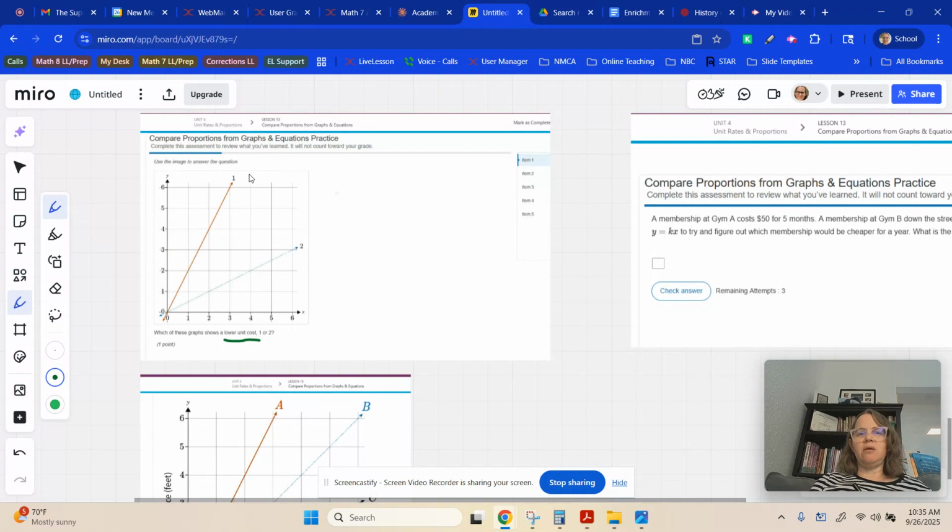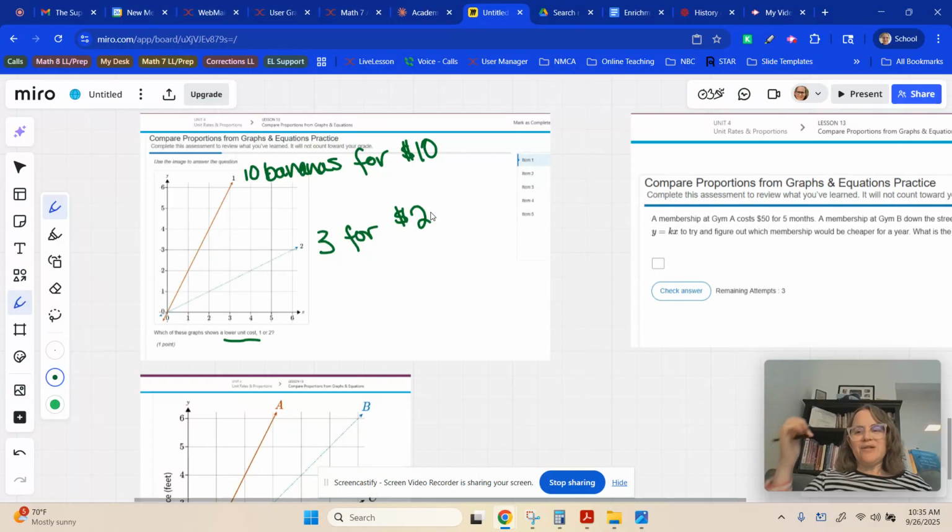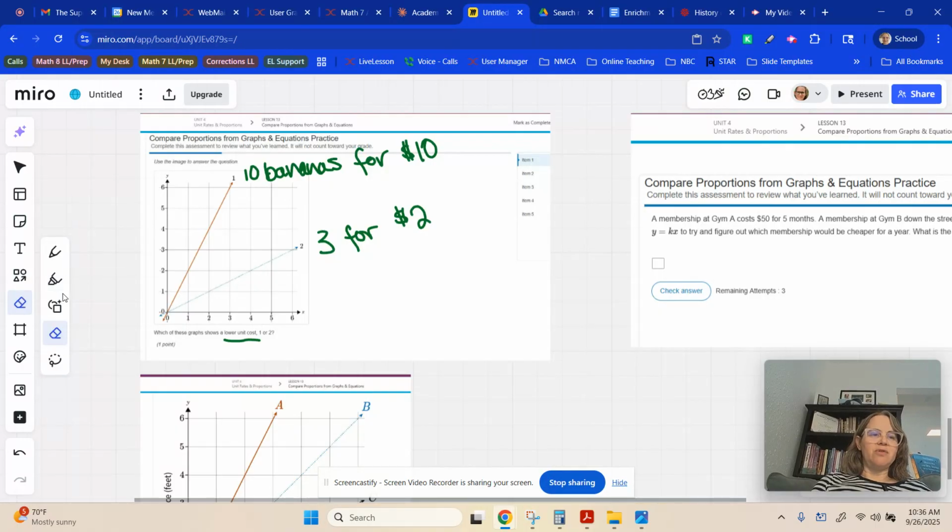So maybe graph one is like 10 bananas for $10 or something like that. And the other one is like 3 bananas for $2. And you want to know which one's a better deal. Okay, so that's the important thing, is just that each line on this graph is a different price, probably for the same item, and we're going to compare them and see which one's a better deal.